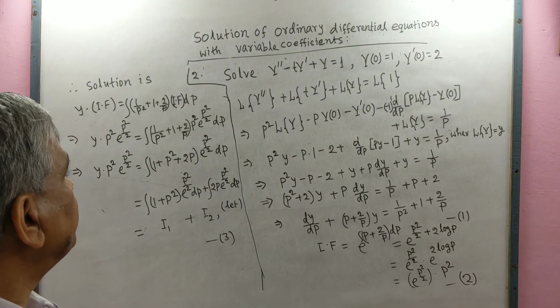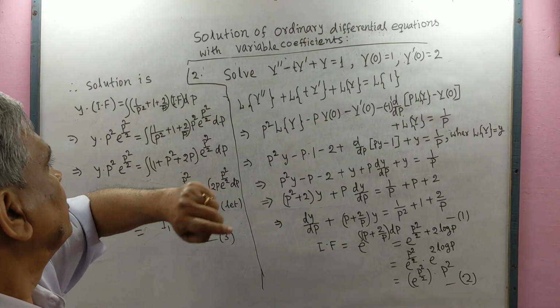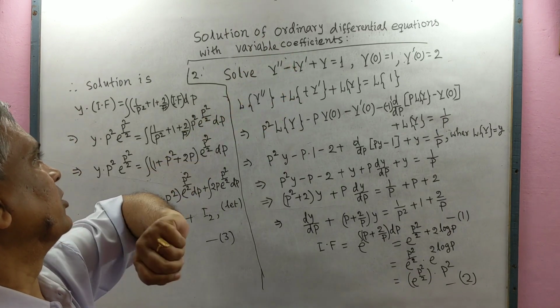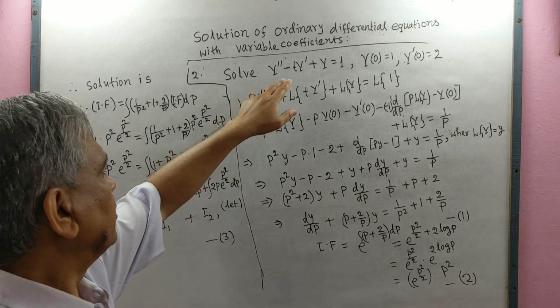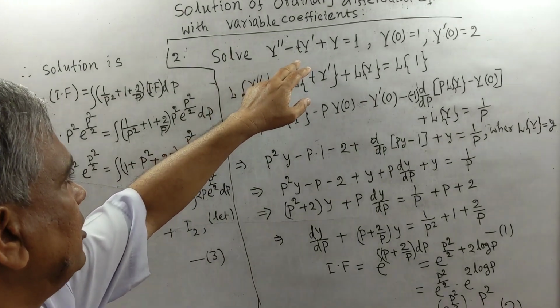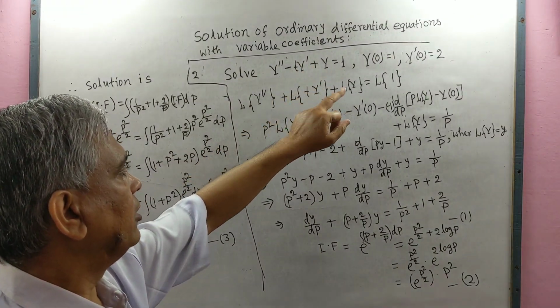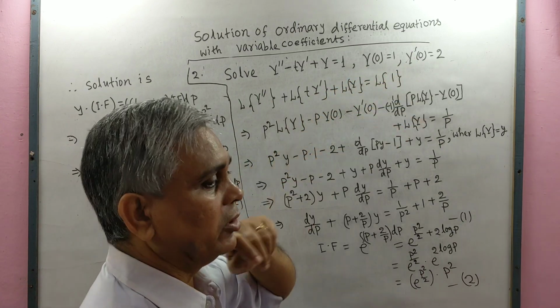Now we solve a differential equation which is ordinary differential equation with variable coefficients. Here given differential equation is Y double dash minus t Y dash plus y equal to 1, given that y(0) equal to 1 and y dash(0) equal to 2.